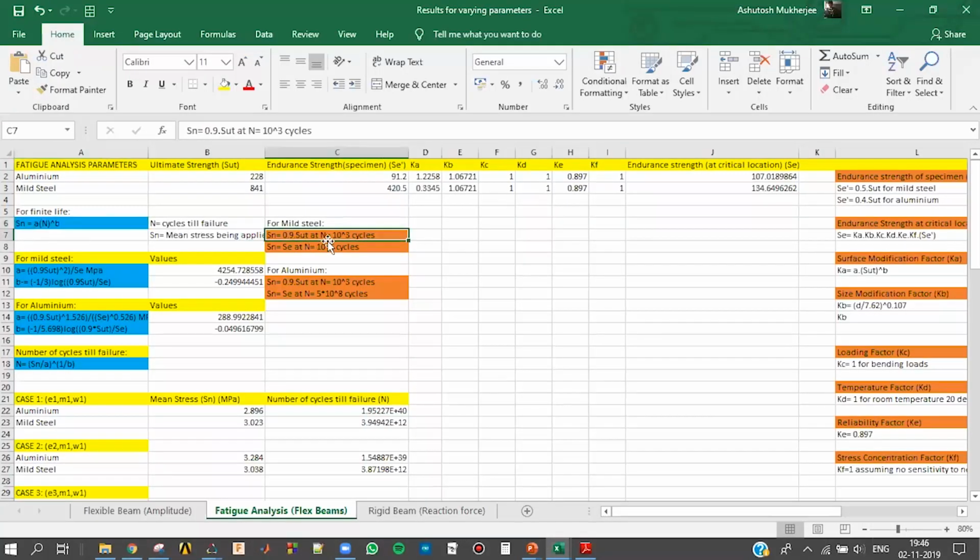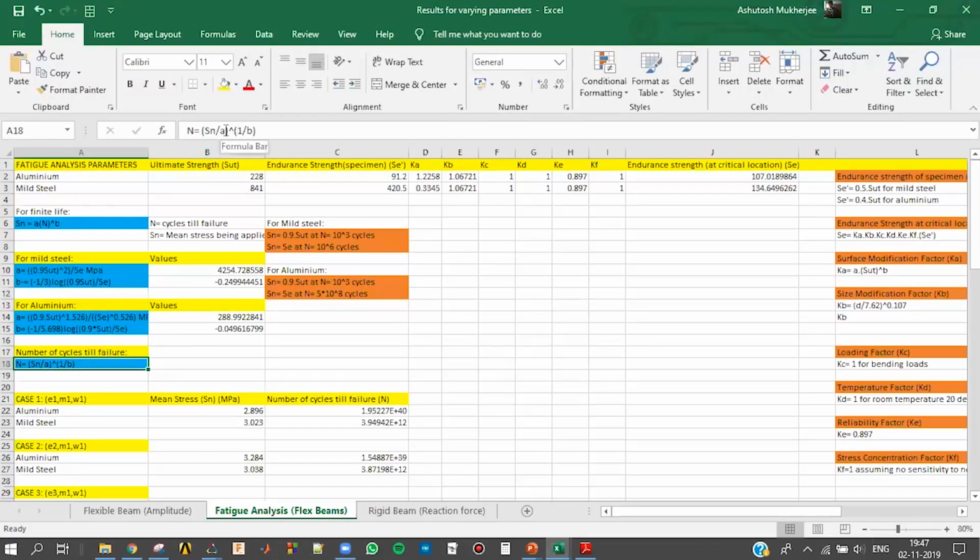So as you can see, these are the two boundary conditions for mild steel, and these are the two boundary conditions for aluminium. According to these boundary conditions, I have these particular formulas, which have been calculated analytically, for A and B, and according to that, I have the value of Sn. So what is Sn? It is nothing but the mean von Mises stress which is applied on the particular beam.